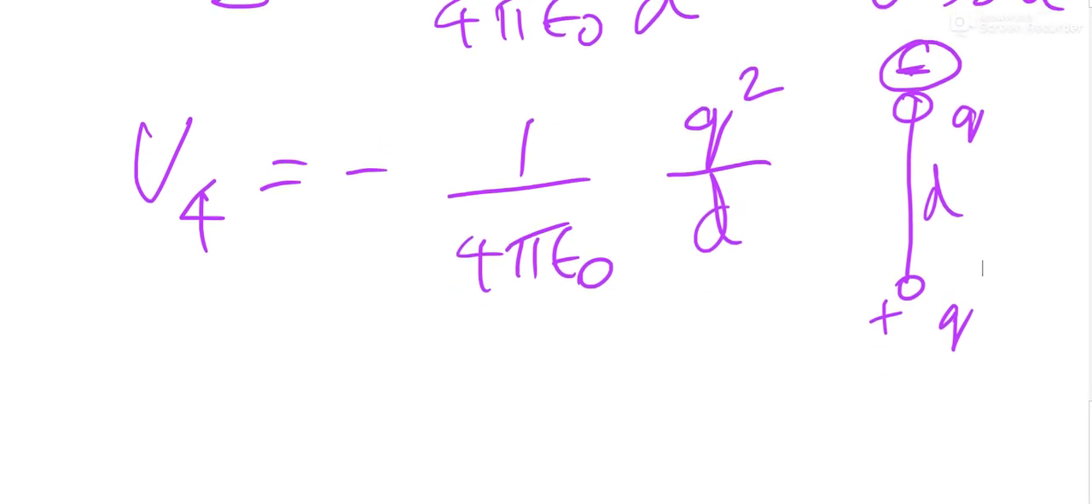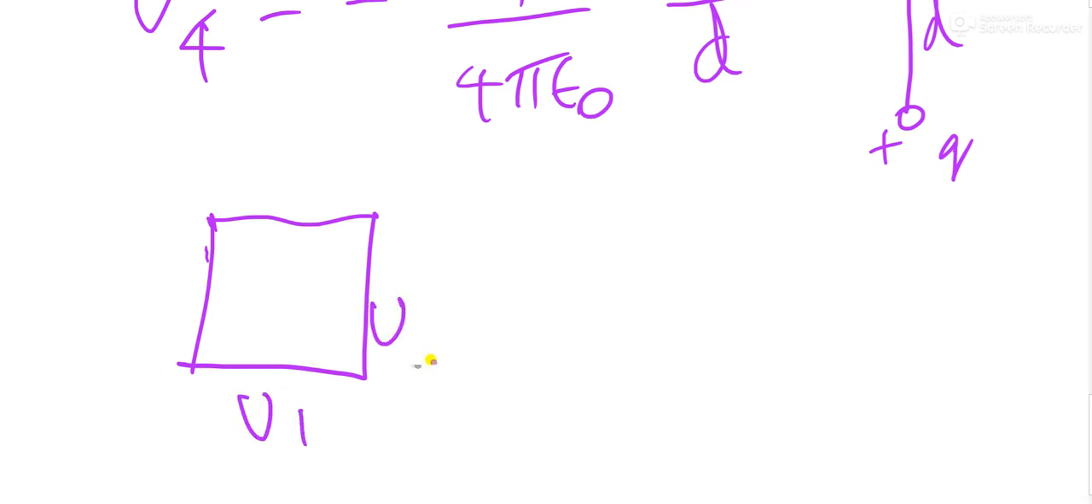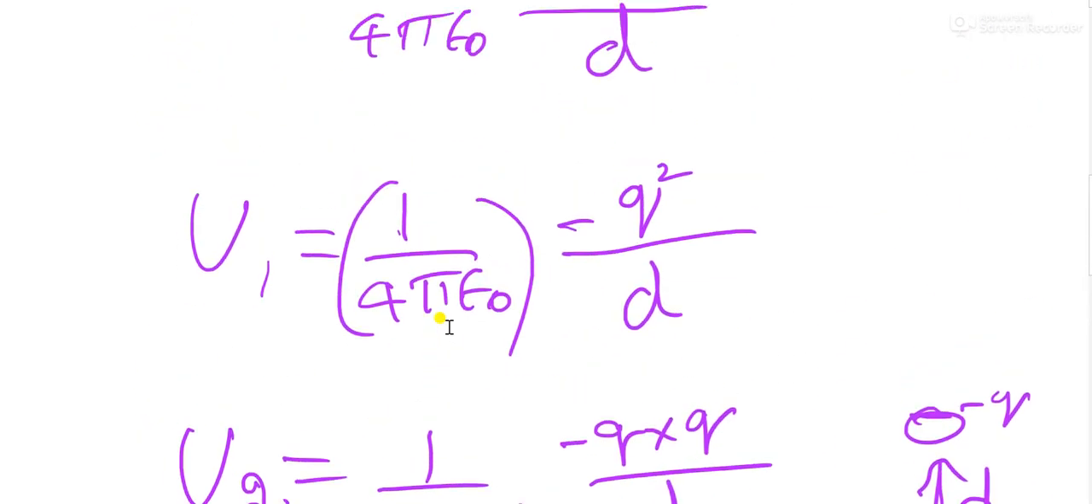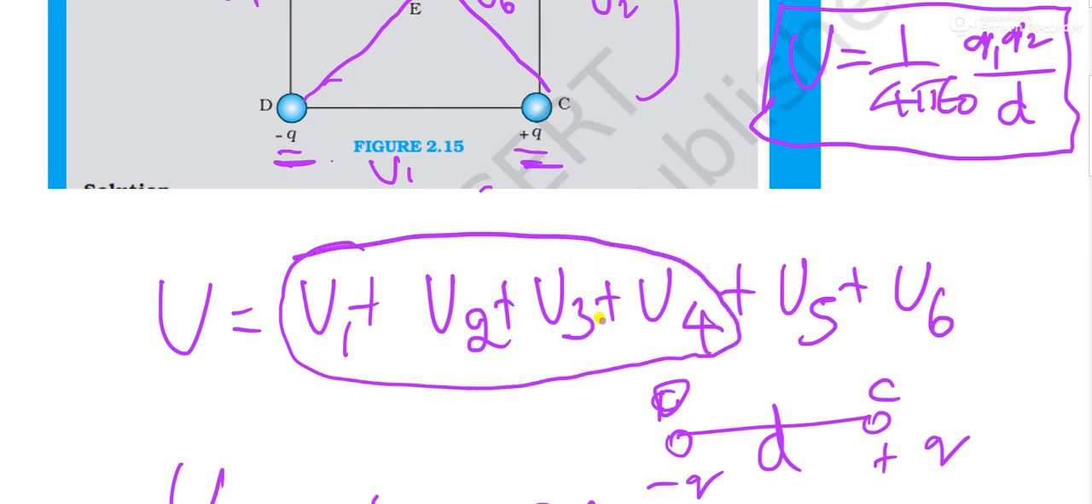So the sides are going to have the same potential energy. So U1, U2, U3, U4 will be the same. We already wrote the equation like this. So this 1, 2, 3, 4, it's going to be 4 times U. It's the same value, everything will be the same.